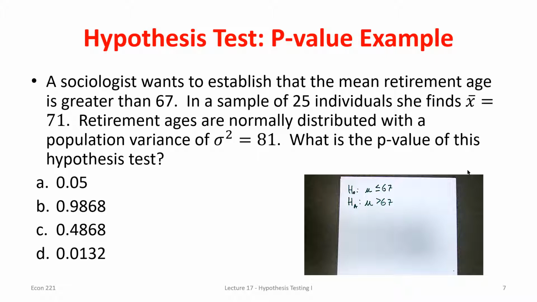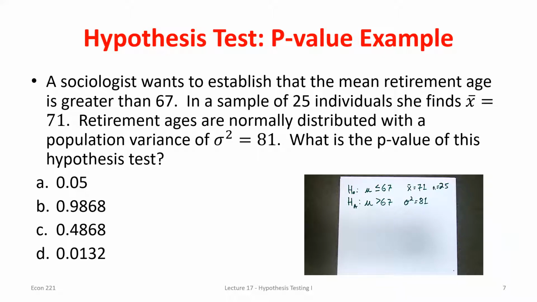The other information we're given: we find a sample mean of 71 from a sample of 25 individuals, and we were told that the population variance is 81. Now, I didn't give you an alpha here because I'm not asking what the outcome of the test is. I'm going to save that for after the fact. All I'm asking you to do is find the p-value. You don't need alpha to find the p-value. The only reason you need alpha, which will be given to you, is so you can compare your p-value to it.